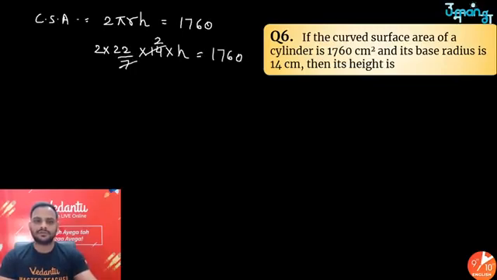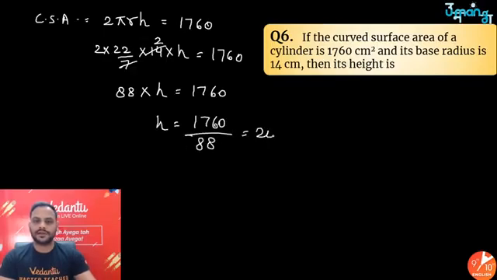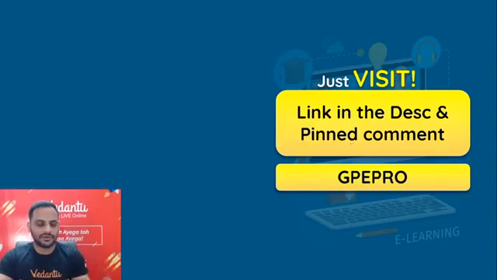7 1s are 7, 7 2s are 14. It is equal to 88 into h is equal to 1760. h is equal to 1760 upon 88, which is equal to 20 centimeters. So height of the cylinder is 20 centimeters. Easy questions beta. You just have to understand the meaning of CSA, TSA and the volume. Rest everything is going to be very easy.